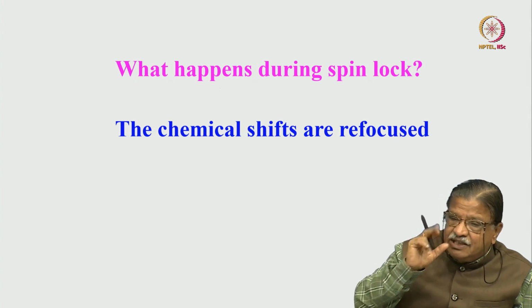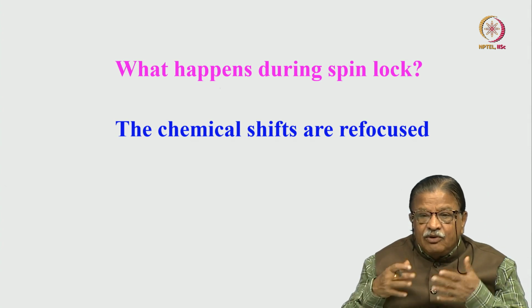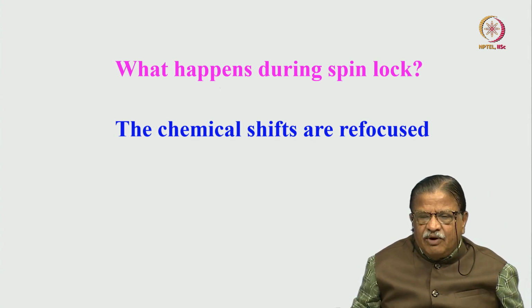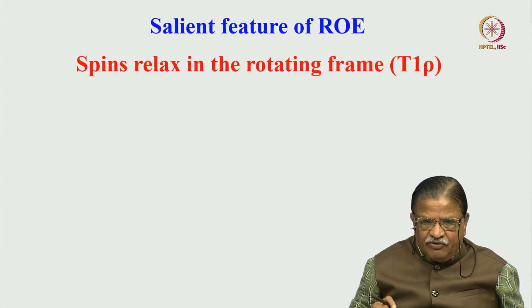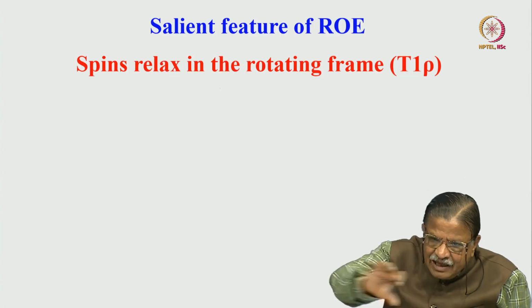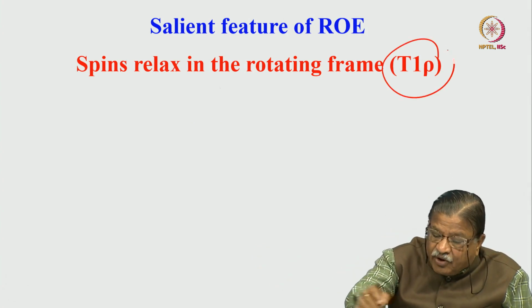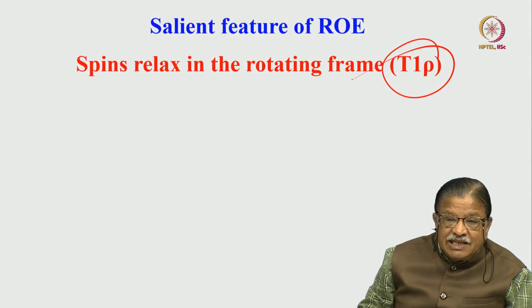Okay, that is what we discussed in TOCSY. When we discuss TOCSY, during the spin lock, spins lose their identity. There won't be any chemical shift at all. They are all refocused, and spins will relax only in the rotating frame. That relaxation time in the rotating frame is called T1 rho. Spins relax in the rotating frame.